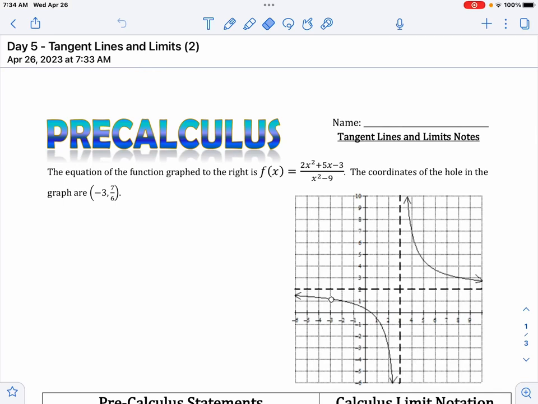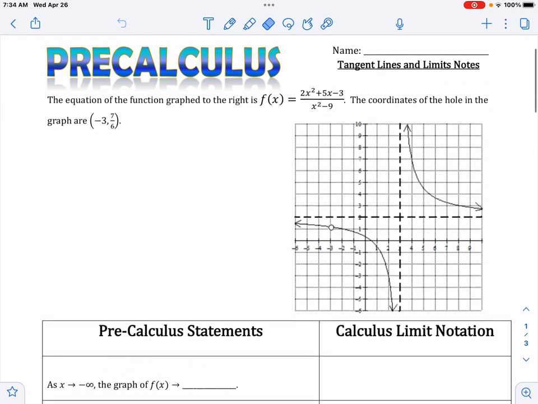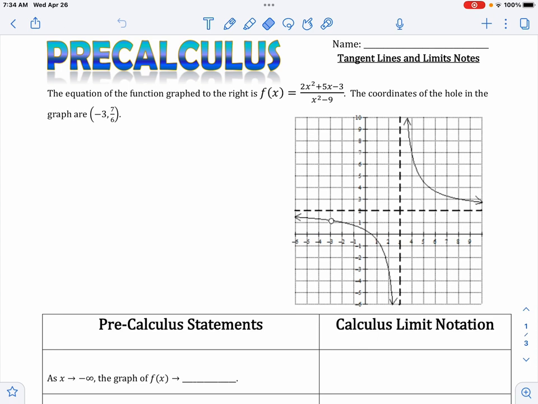All right, so these are the notes on tangent lines and limits. It's more of a review than anything else of things that we have learned, just looking at it from a different perspective. So this first sentence says the equation of the function graphed to the right is f of x equals, and then it gives a rational function.